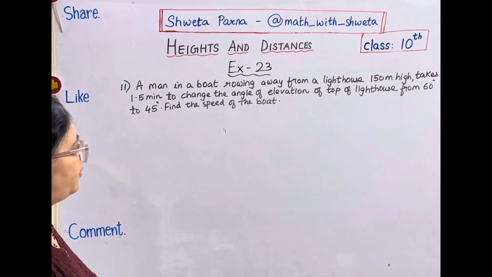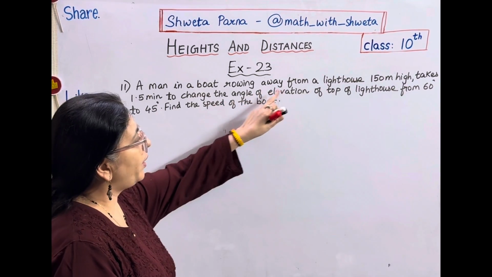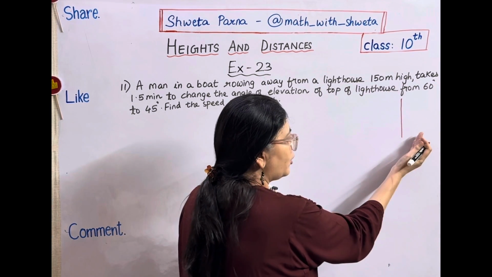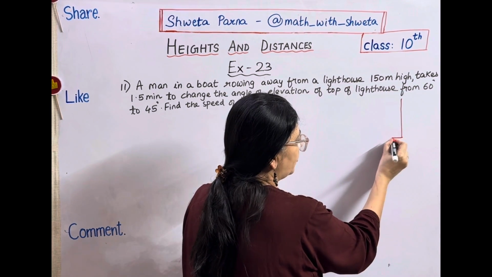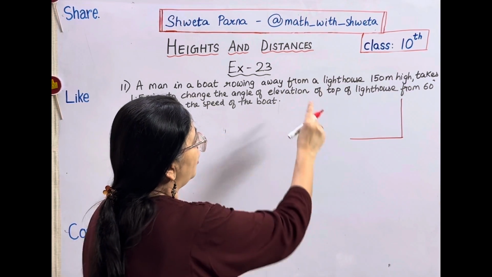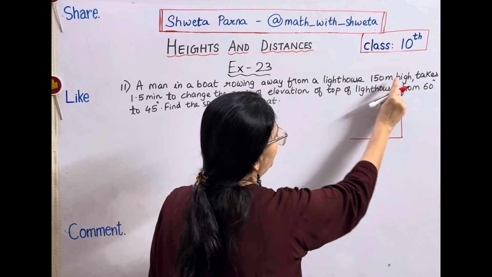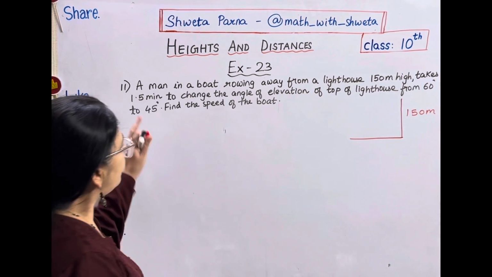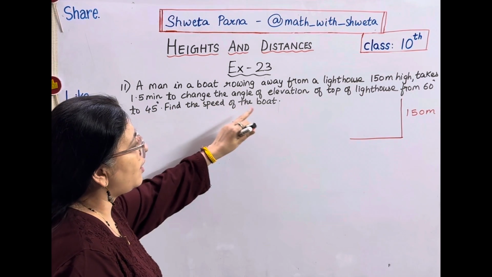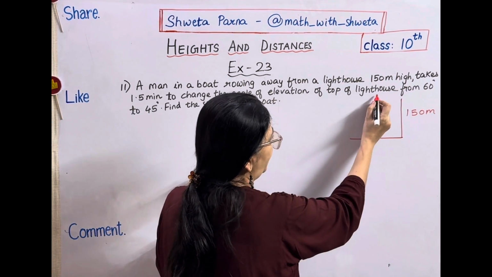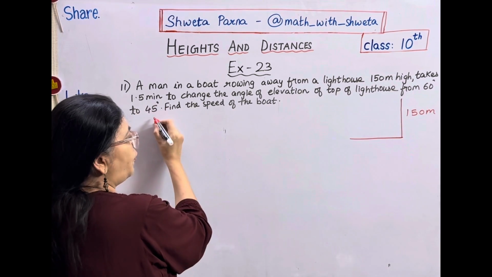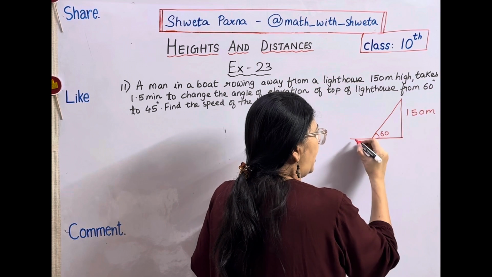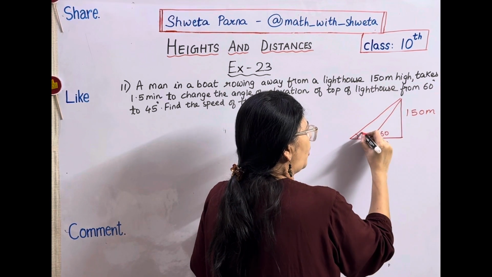Let's go to question number 11. A man in a boat rowing away from a lighthouse. Say this is a lighthouse. Now he is rowing away from the lighthouse, that means he is going like this, away from a lighthouse 150 meter high. So the height of the lighthouse is 150 meter. Takes 1.5 minutes to change the angle of elevation of the top of a lighthouse from 60 degree to 45 degree. So the first angle of elevation was 60 degree and now the angle of elevation is 45 degree.